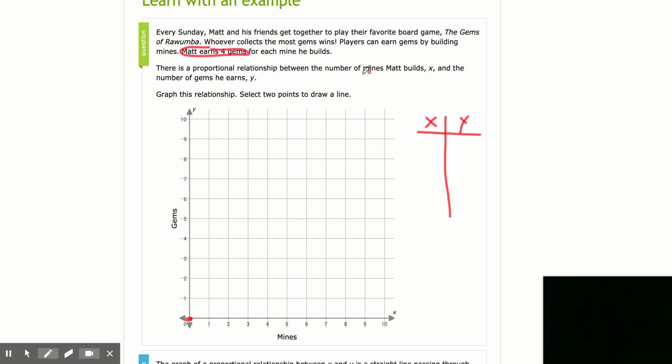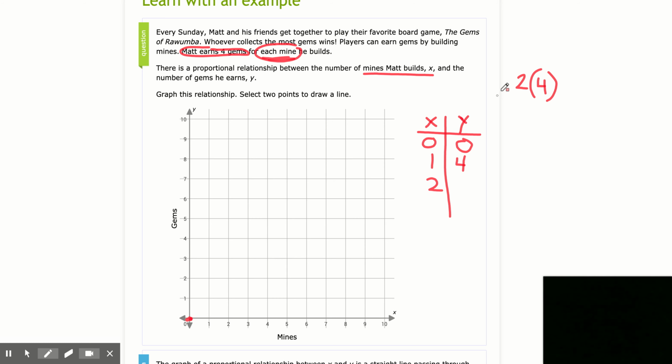And then the number of mines right here is x. So if he has 0 mines, well, how many gems will he earn? 0. All right. If he has 1 mine, it says right here that for each mine, he gets 4 gems. So y will be 4. What about 2? If he has 2 mines, then it should be 2 times, while he gets 4 gems each time. So it would be 2 times 4.